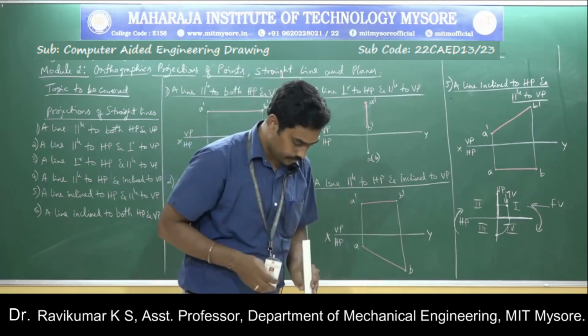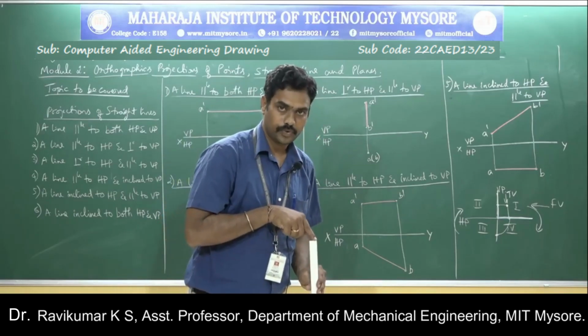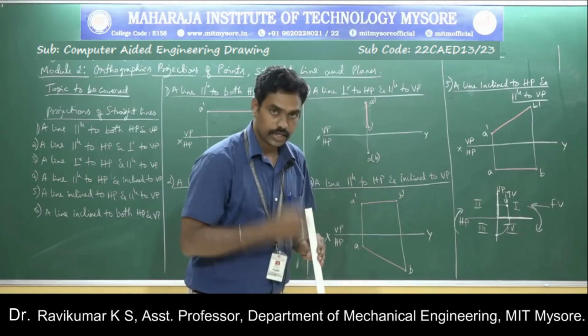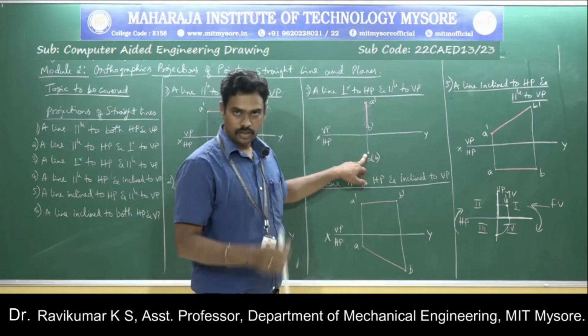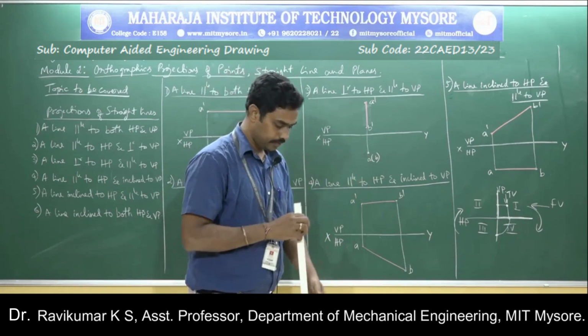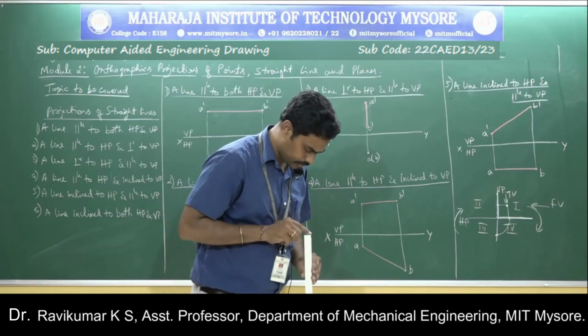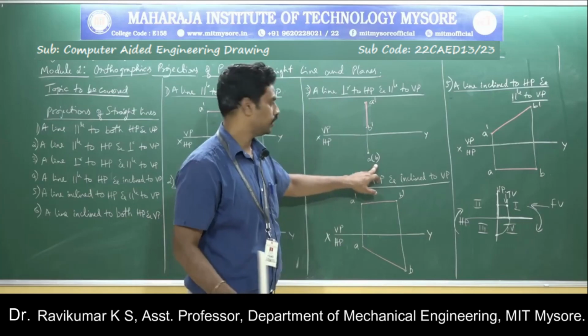If I have a look from the top view, I can only see a single point, because both the points are in line. Okay, this point. So in the top view, we can only see this one. So A is visible, B is invisible. When I am looking like this, this point is visible, this is not visible. So B, I'll put it in bracket, which is invisible.